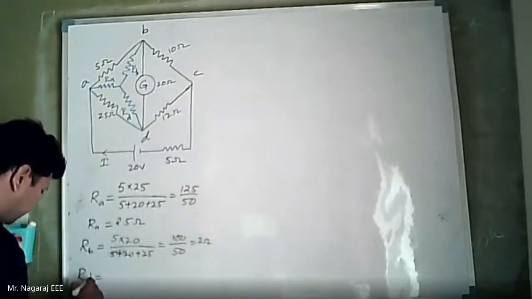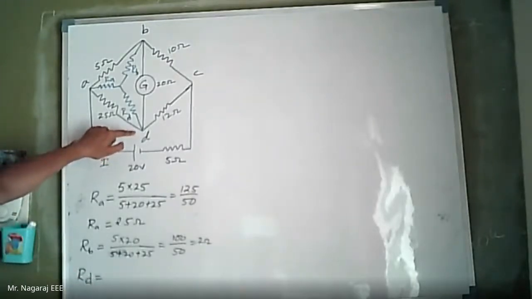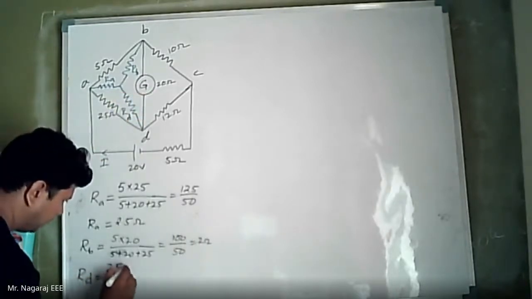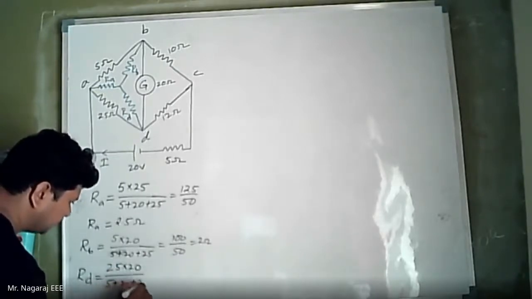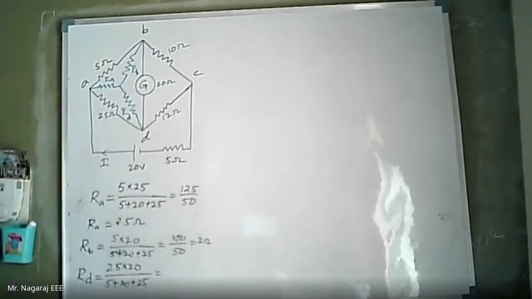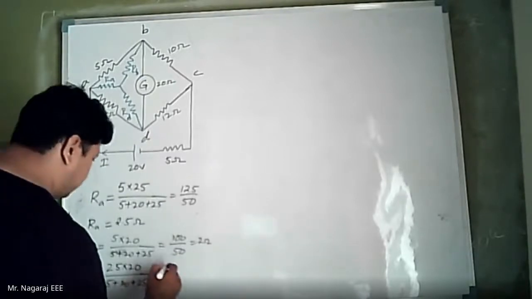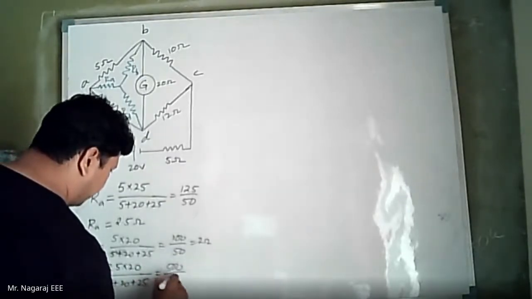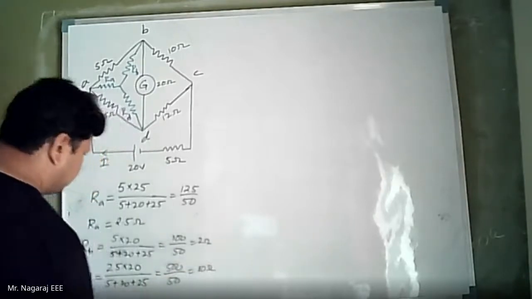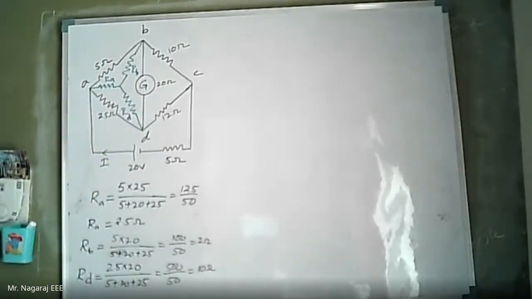RD is the product of the two resistances connected to terminal D, that is 25 ohm and 20 ohm. So 25 into 20 divided by 5 plus 20 plus 25 equals 500 divided by 50, that is 10 ohms. 500 by 50 is 10 ohms.